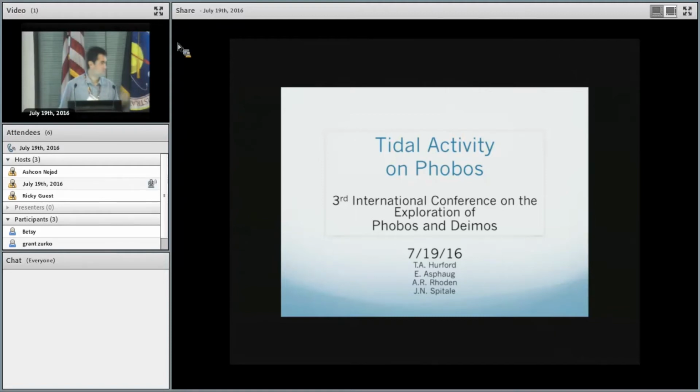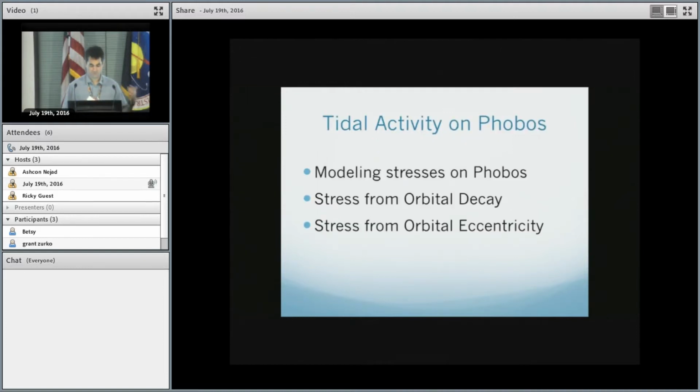It's some work that I've been doing with Eric Asphaug and Alyssa Rhoden and Joe Spitale and a cast of other characters on the formation of the grooves on Phobos. I'm going to quickly step through and show how we're modeling stresses on Phobos. I think Eric did a good job yesterday setting up the models that we're using.